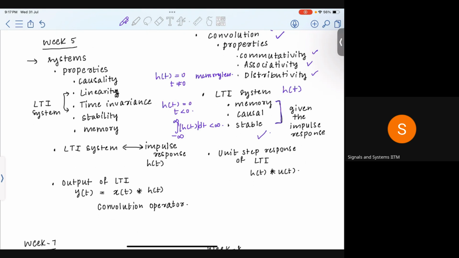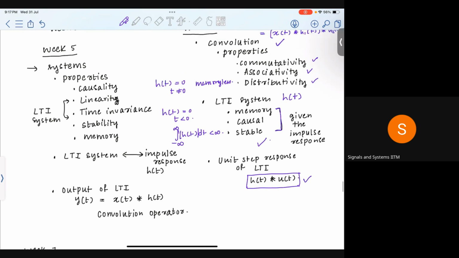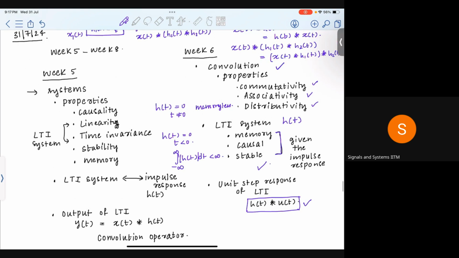Unit response of an LTI system is the output when the input is the unit step function. So it is just u of t convoluted with the impulse response h of t. That is known as the unit response of an LTI system. All right. I think week 6 also we are fine, right?